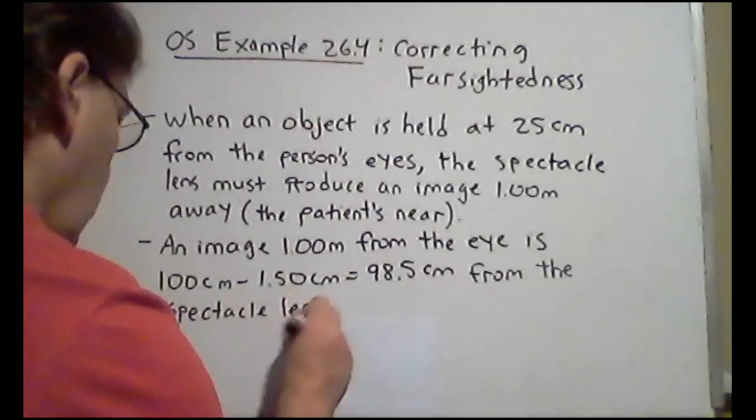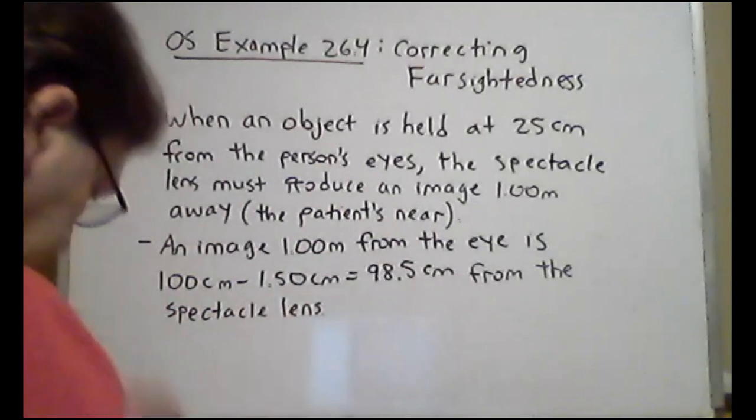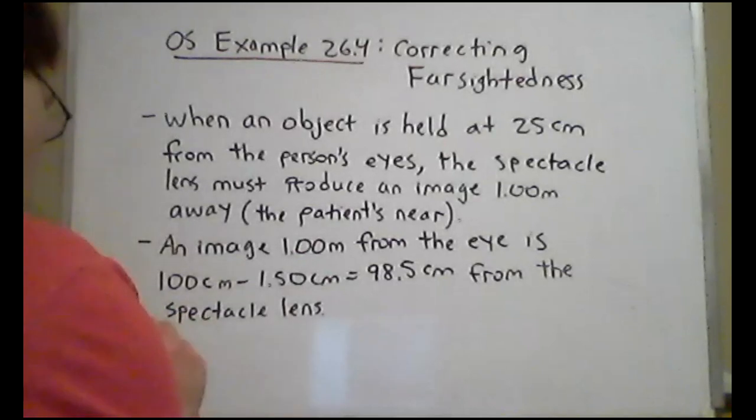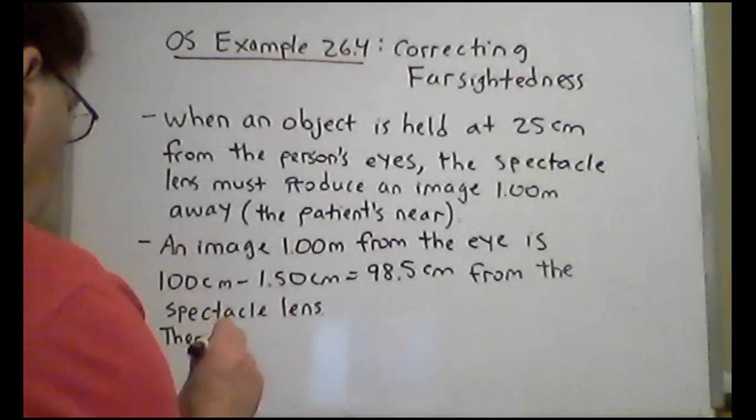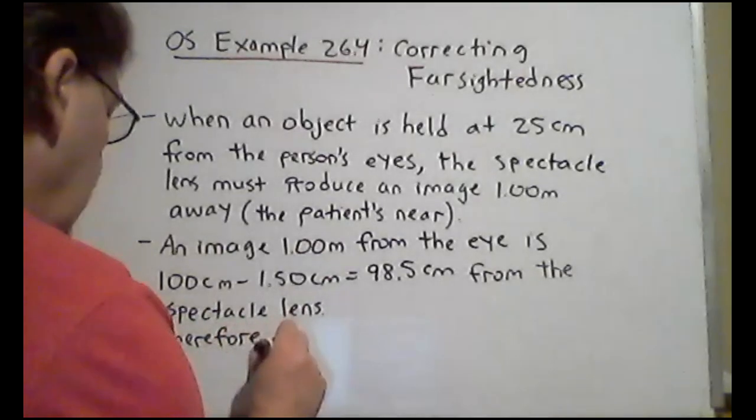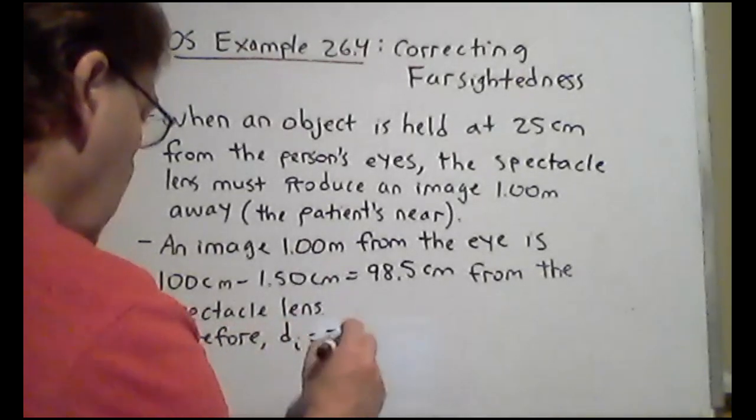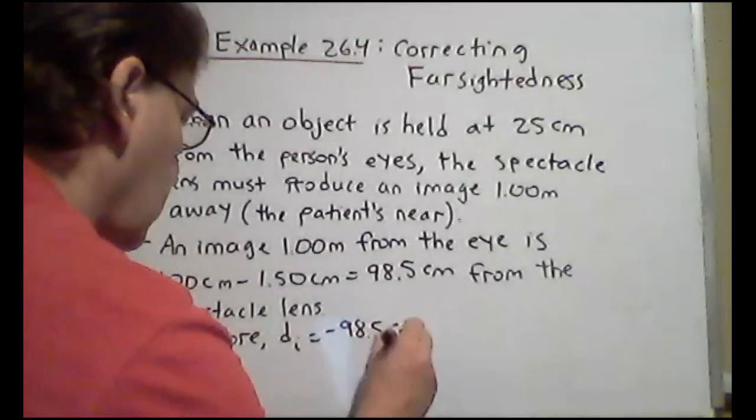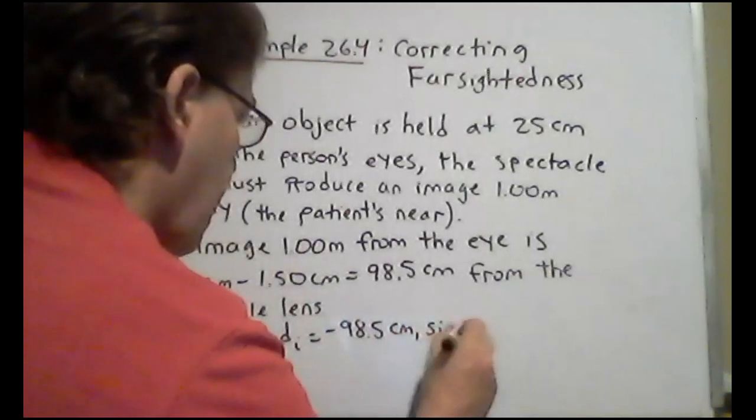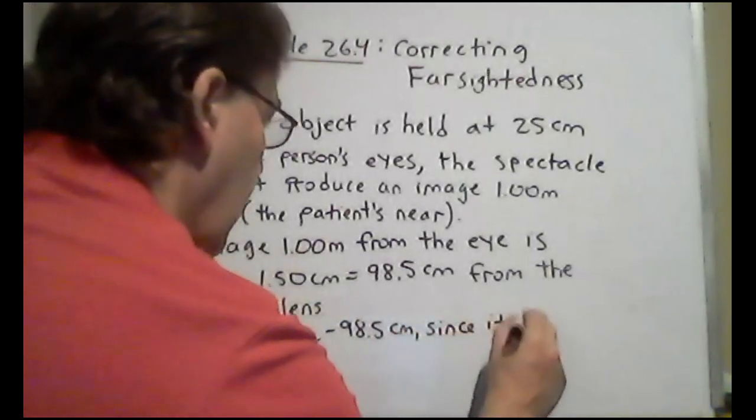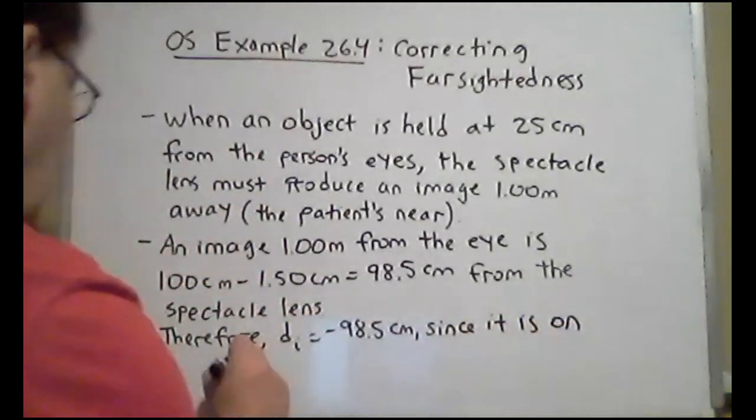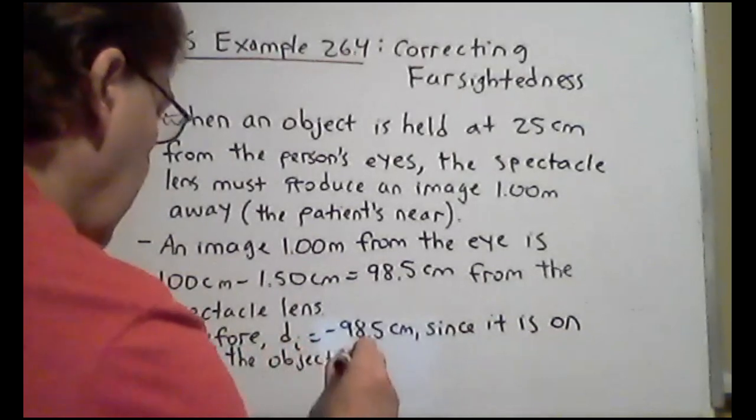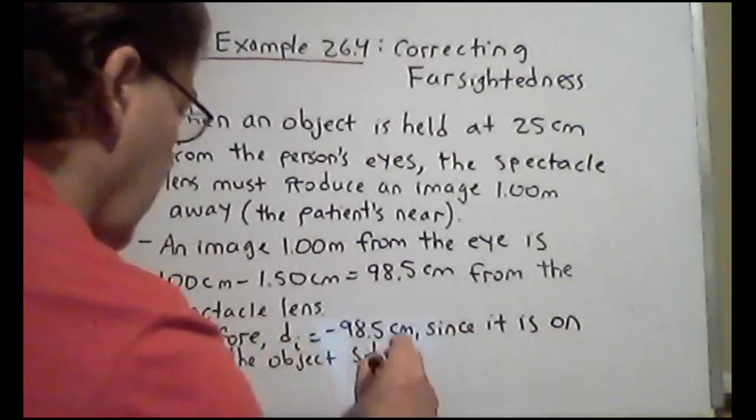All right, so there you go. So again, therefore, d sub I will equal negative 98.5 centimeters, since it is on the object side of the lens. Again, the wrong side of the lens, the virtual side.